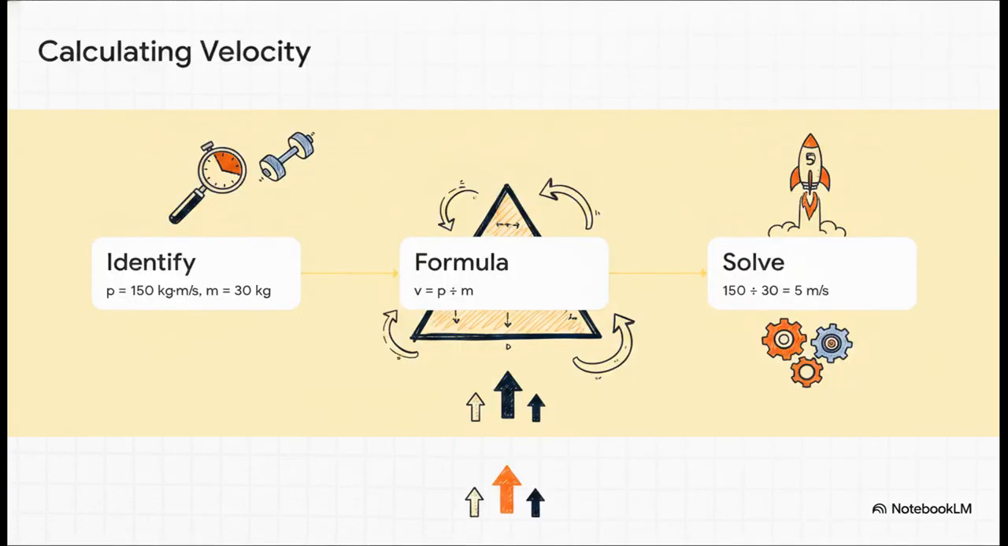Well, let's walk through the math step by step. Step 1, you identify your values, right? Momentum is 150, mass is 30. Step 2, we want velocity, so our trusty triangle tells us the formula is v equals p divided by m. Step 3, we just solve it. 150 divided by 30 gives us exactly 5 meters per second. See? When you break it down into simple steps like that, finding the correct answer is just incredibly straightforward.